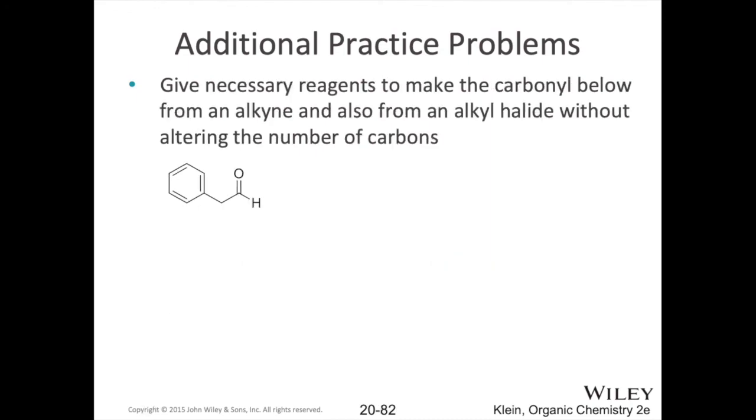All right, let's try making this carbonyl, this aldehyde here, from an alkyne. But then we can also try making it from an alkyl halide without changing the number of carbons. So pause this and think about your different synthetic options to do this. Now with your alkyne, remember, to go from an alkyne to some sort of carbonyl, you'll go via an enol intermediate. So when you're making that enol, ask yourself, do I need a Markovnikov or anti-Markovnikov addition to make this possible? Pause this video, see if you can figure this out on your own.